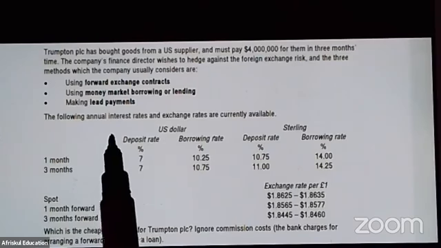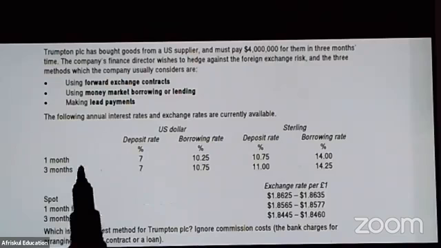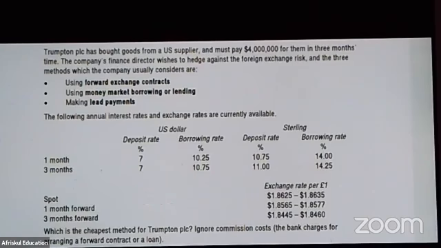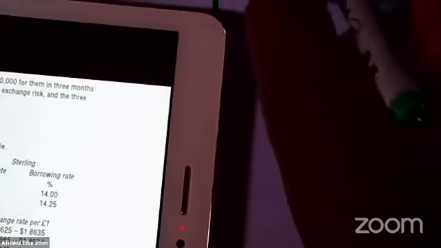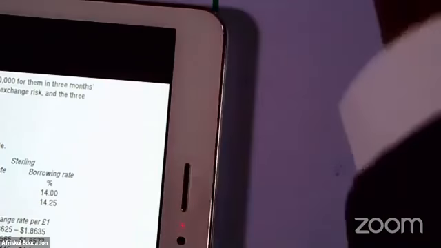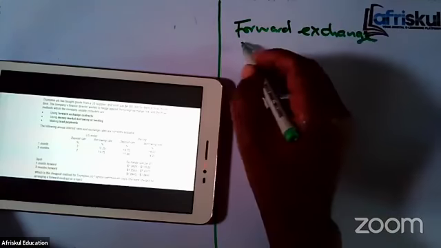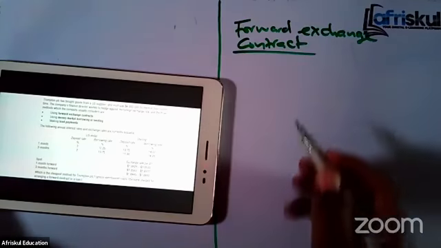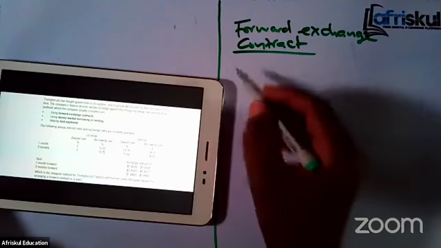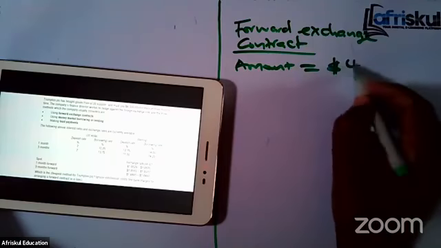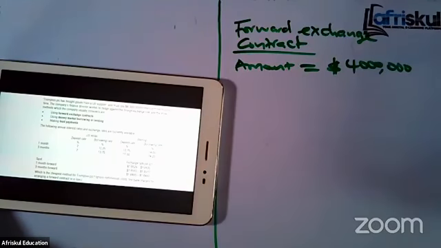So I would want us, first of all, to advise this company called Trumpton how much they will incur, how much they will be required to pay in terms of their currency, in terms of the UK pounds, if we use the forward exchange contract. So mention there forward exchange contract. For the forward exchange contract, I need two things. Number one, I need the amount involved. So amount involved here is $4 million.